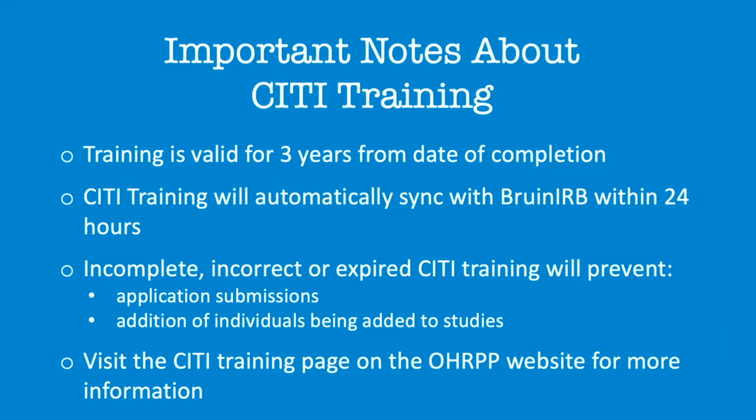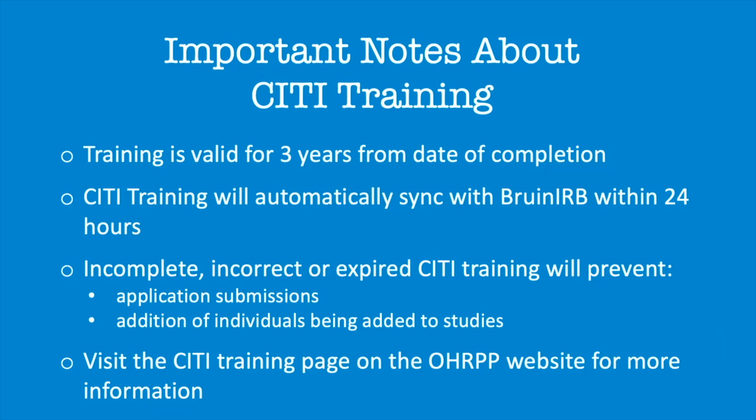Incomplete, incorrect, or expired CITI training will prevent the application submissions. If you attempt to submit your new IRB application, Bruin IRB will issue a notice that the application cannot be submitted until you complete your training. Additionally, incomplete, incorrect, or expired CITI training will prevent the addition of individuals being added to studies. If you attempt to add someone to your study in Bruin IRB, you will be prevented from completing that addition until individuals complete their CITI training.